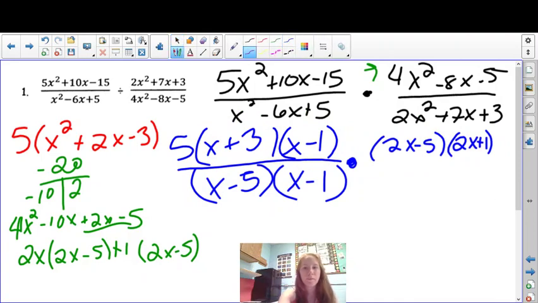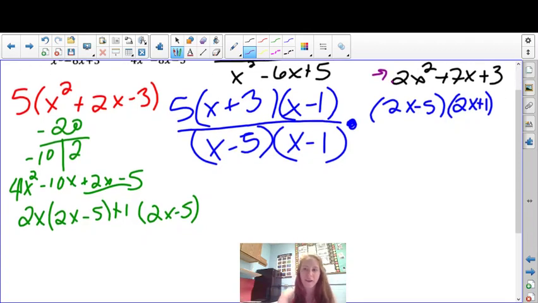All right, let's take a peek at this bottom. I've got 2, 7, and 3. Yep, definitely not divisible by 2. So we're, again, t factoring. So 2 times 3 gives me 6. So I need to multiply to 6, add to 7. That's just going to be a 6 and 1.